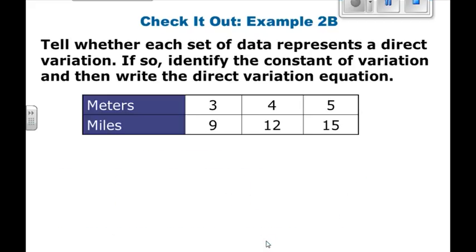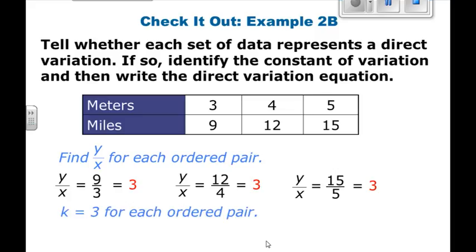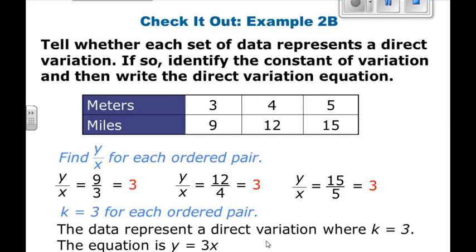I want you to do a comparison for this, same as last time. If you can get a k, I want you to write the equation y over x. Each one of these reduces down to 1/3. And since they're all 1/3, our constant, our k, is actually going to be 1/3. So we can write our equation y equals k times x, y equals 1/3 times x. So we do have direct variation.